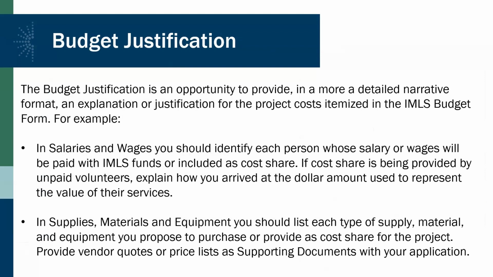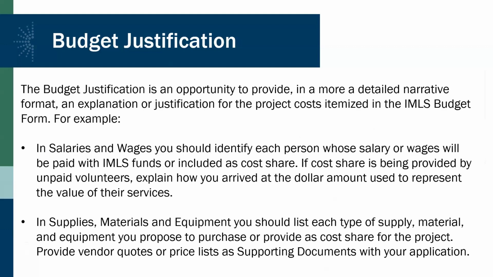For example, in the section Salaries and Wages, you should identify each person whose salary or wages will be paid with IMLS funds or by cost share, provide their names, and describe their role in the project. Document the method of cost computation by including the base salary or wages for each person and the percentage of time each person is allocated to the project activities, which may be shown as a percentage of time, number of days, or number of hours. If cost share is being provided by unpaid volunteers, explain how you arrived at the dollar amount used to represent the value of their services.